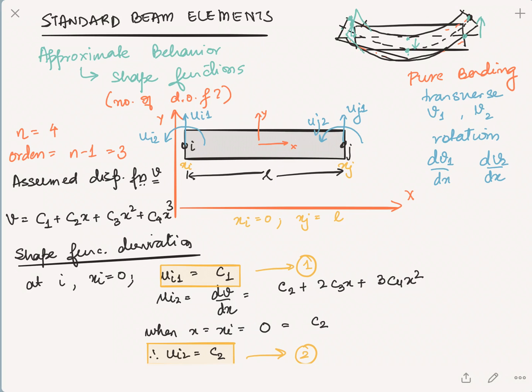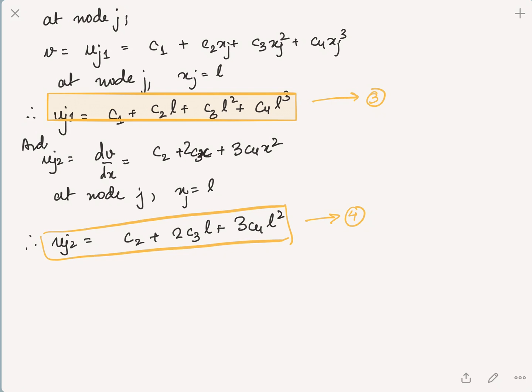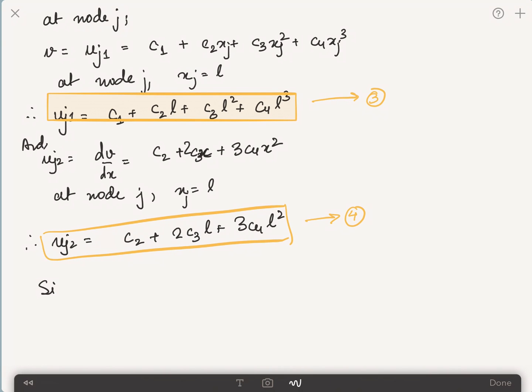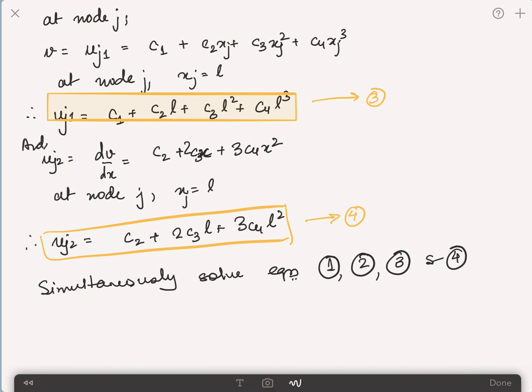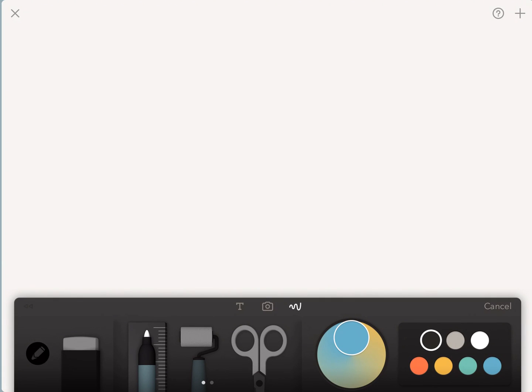Now I'm not going to solve this in detail, but if I simultaneously solve equations 1, 2, 3 and 4 to get C1, C2, C3 and C4, I'm only going to write the solution for these coefficients that were unknown. So C1 is of course equal to ui1, we already know that.